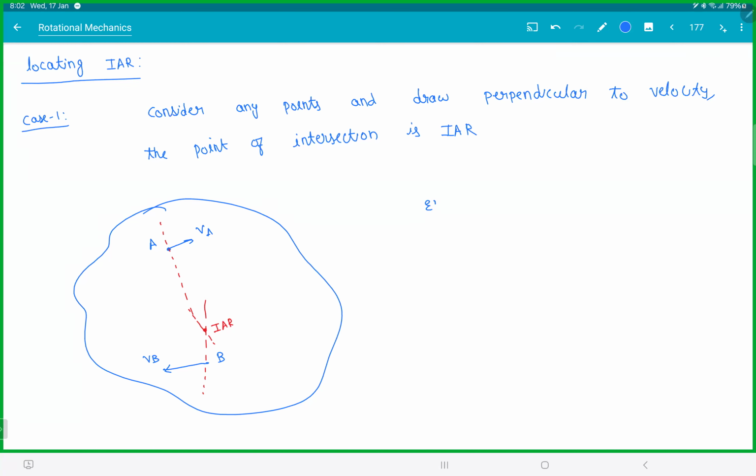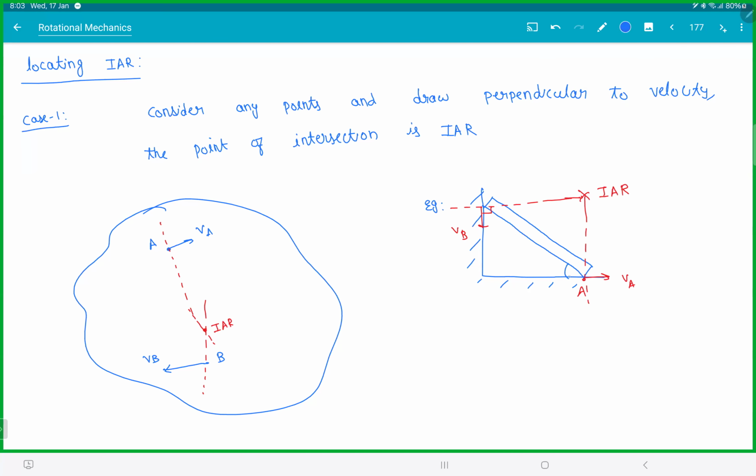If I give you one more example, this is our standard problem if you remember: the rod sliding on the wall. If you look here, this point A is sliding this way, and this point is sliding this way. If you drop a perpendicular to this, and a perpendicular to this, that is your IAR. You can directly find the moment of inertia about that point and find the kinetic energy of the rod.